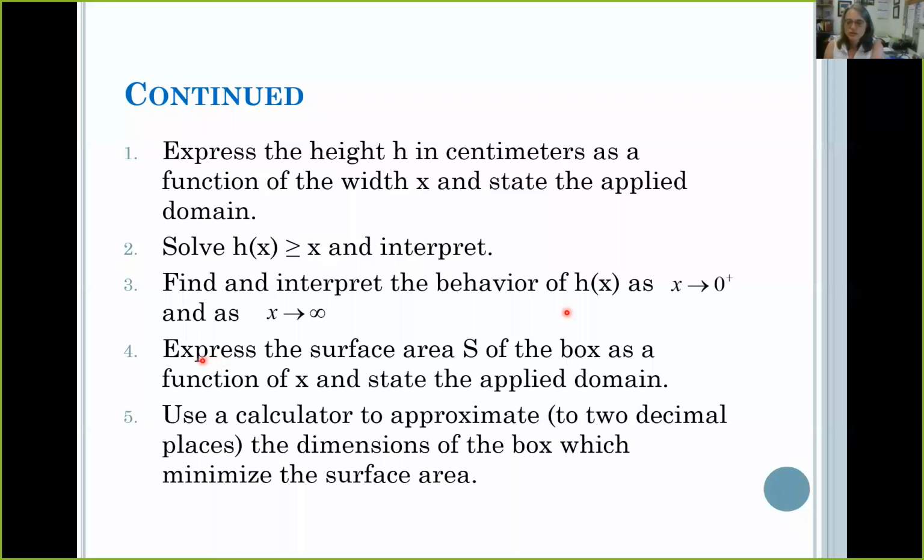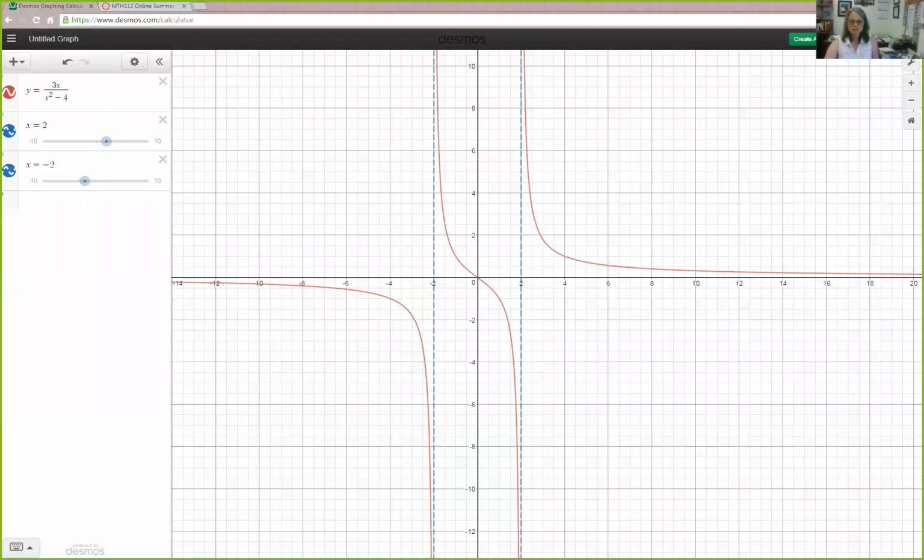We're going to express the surface area of the box as a function of that x, and we're going to estimate the dimensions of the box that will minimize the surface area. In other words, what dimension will give us our desired volume with the least amount of material used? I need to make me a blank slide, so give me just a second here. I need a place to work.